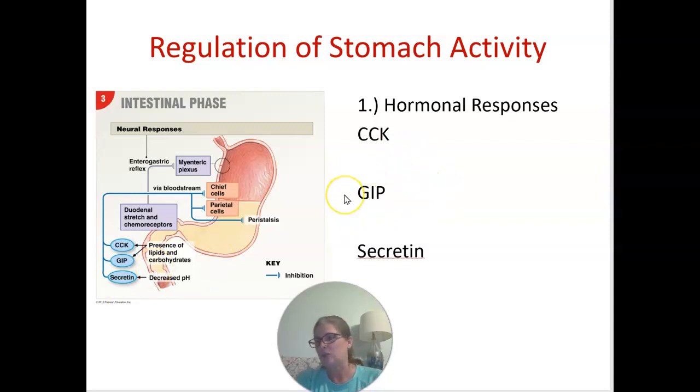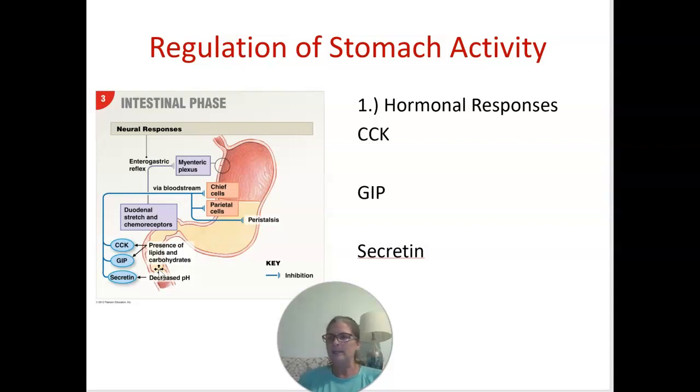Now, GIP is just what it sounds like, gastric inhibitory peptide. So I told you this is an inhibitory portion. It's going to slow down stomach contractions, decrease motility, decrease production of hydrochloric acid. It also stimulates insulin release because insulin, remember, its job is to bring your blood glucose levels down. So if you're eating a meal, the expectation is that your blood glucose levels will be going up.